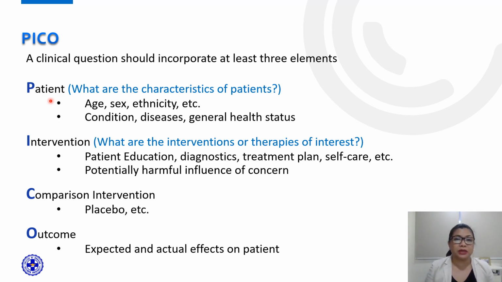And then you talk about the intervention. What are the interventions and therapies that you're interested in? It could be a patient education, a diagnostic, or treatment plan, self-care, or what are other things that you wanted to bring in and to understand. C is comparison intervention. Sometimes this is present, sometimes it's not. A comparison could be another subgroup, a control group, a placebo group, or a different study group. And O, this is very important, the outcome, expected or actual effects on the patient.